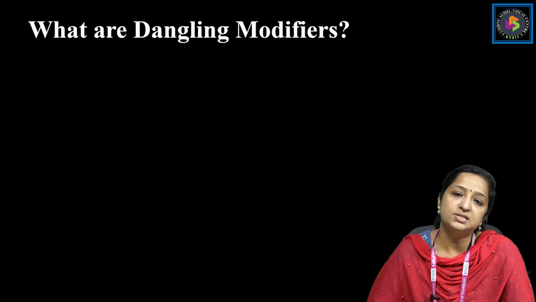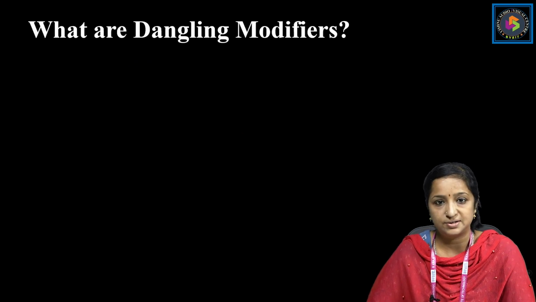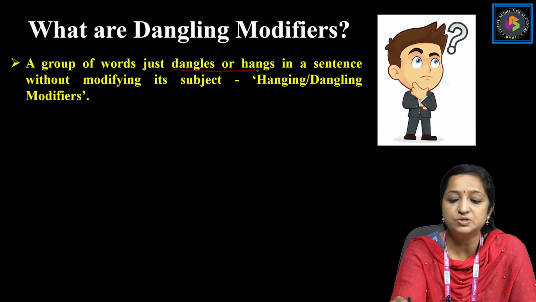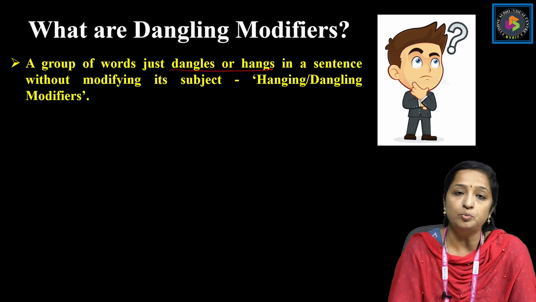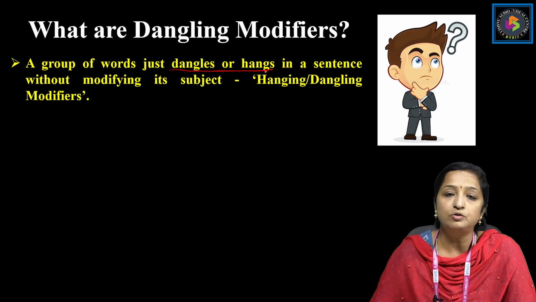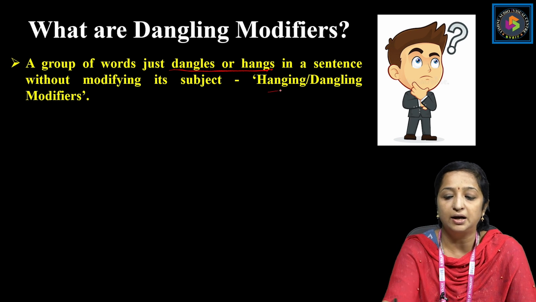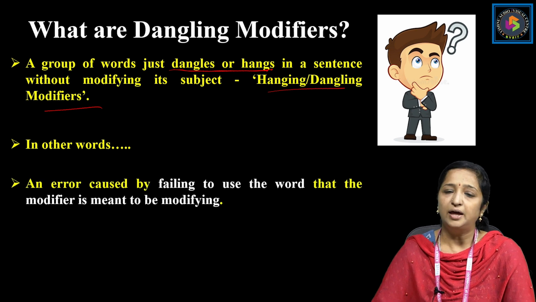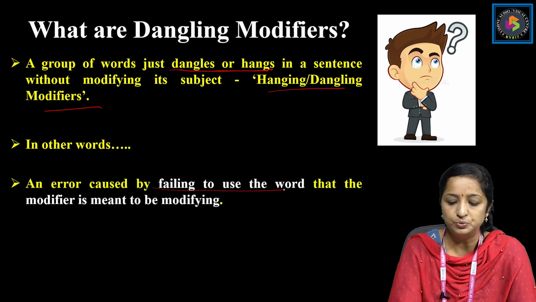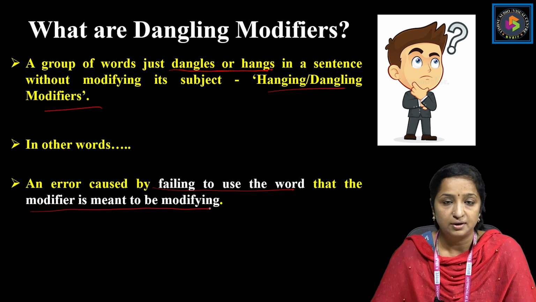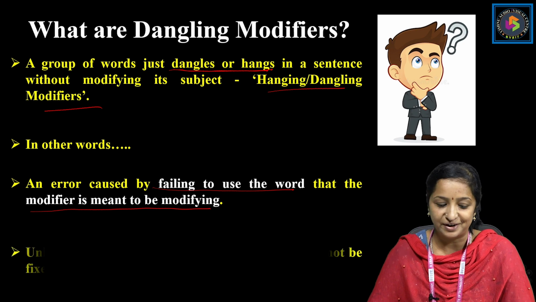Next, what are dangling modifiers? A group of words that just dangles or hangs in a sentence without modifying its subject is called a hanging or dangling modifier. In other words, it is an error caused by failing to use the word that the modifier is meant to be modifying. This is said to be a dangling modifier.